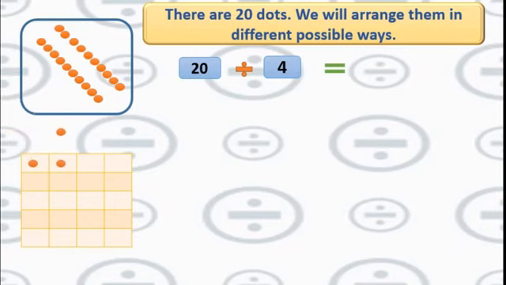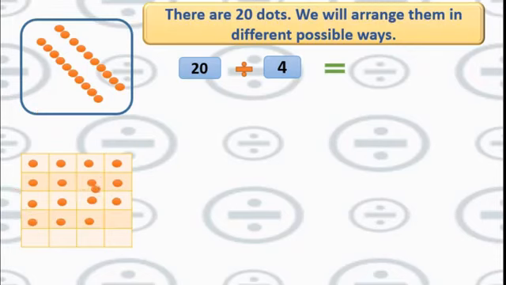1, 2, 3, 4. This is the first row. I arranged 4 dots in the first row. Okay, this is the second. Again I will arrange 4 dots. In the third row, 4 dots. Means 4 threes are 12, it became.